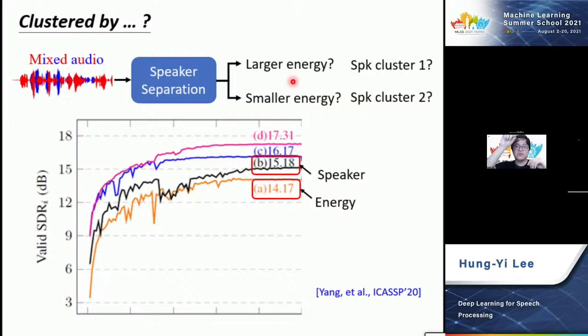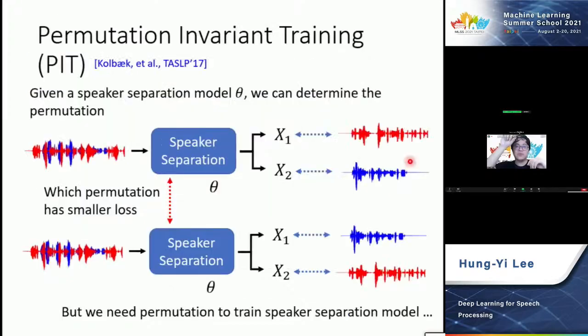to deal with this problem. This is called permutation invariant training. In permutation invariant training, or PIT, you need an initialized speaker separation model, and you use this initialized speaker separation model to determine the permutation. So you already have a speaker separation model, and you try each permutation to see which permutation obtains the smaller loss. Then you choose the permutation with the smaller loss to train your model. However, this is a chicken and egg problem, because we do not have the speaker separation model at the very beginning. So how do we do permutation invariant training?